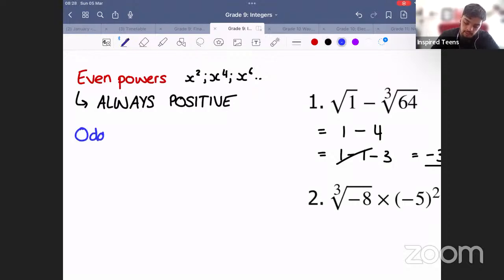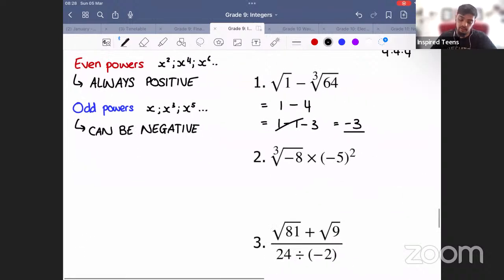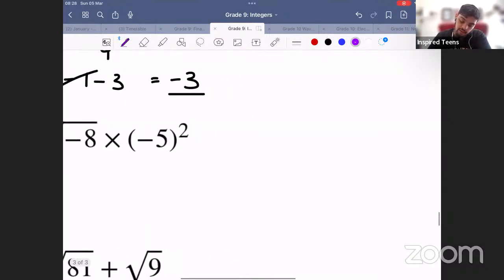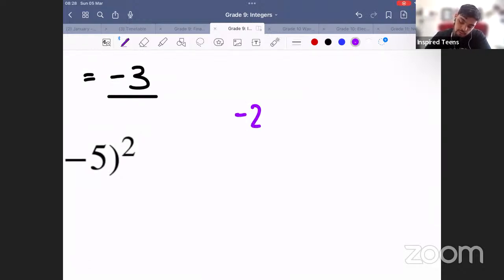However, odd powers, okay, like x to the 1, x to the 3, x to the 5, and so on. These can be negative. Meaning the answer when you cube something can possibly be negative. So in this case, you can actually take the cube root of negative 8. So the cube root of negative 8 is actually going to be negative 2. So negative 2 cubed, okay?